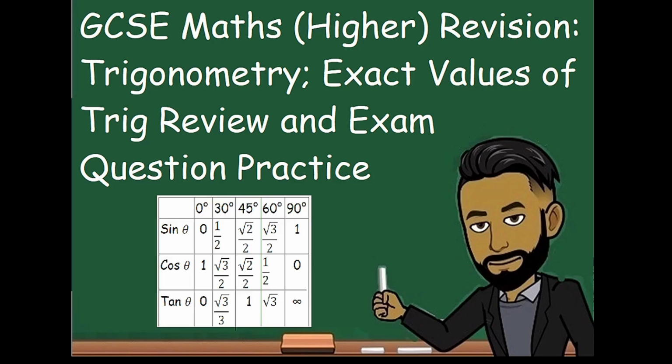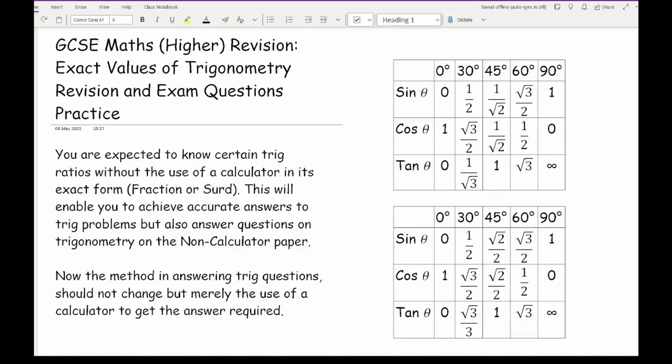Now before we get started working through some past exam questions all related to the exact values of trig, let's just have a recap of what they actually are. You are expected to know certain trig ratios without the use of a calculator in their exact form, be it either as a fraction or a surd, or in some particular cases as an integer of 0 or 1. This will enable you to achieve accurate answers because there'll be no rounding involved in trig problems, but also answer questions on trigonometry on, unfortunately, the non-calculator paper because they do appear.